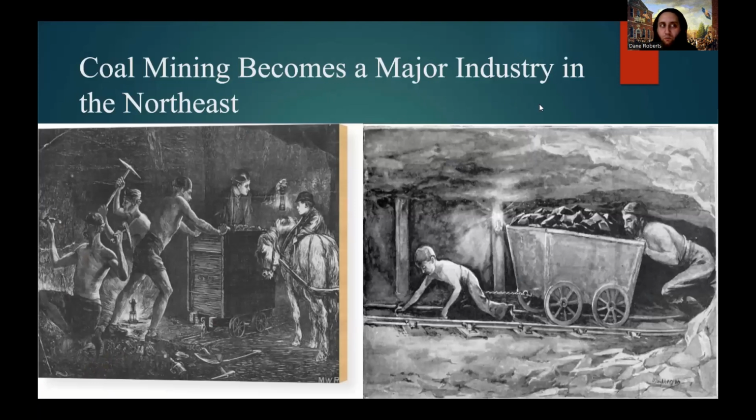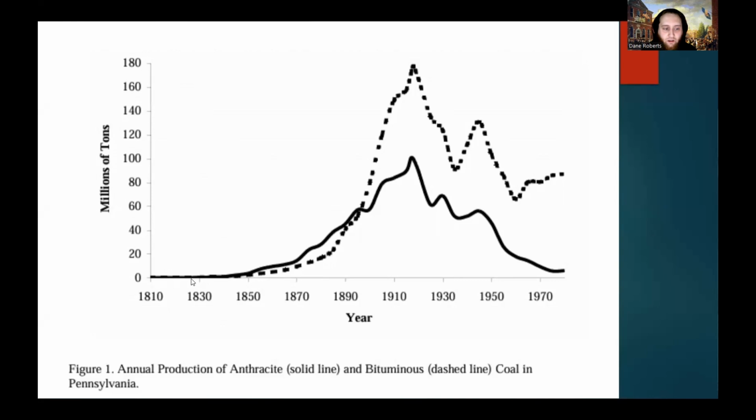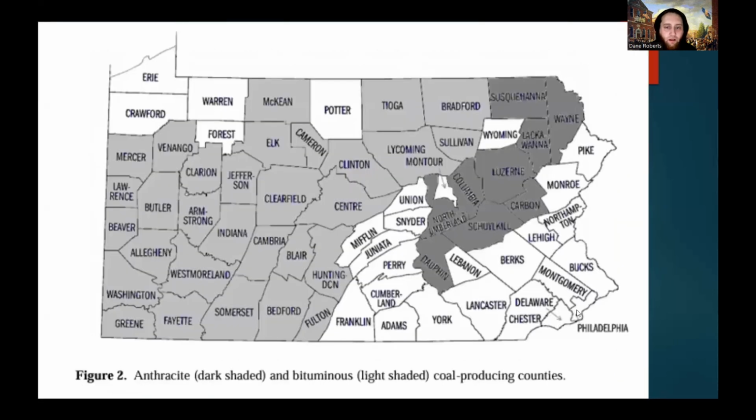Another major key factor of industrialization during the Jacksonian era was when coal mining became a major industry in the Northeast, specifically, well, not specifically, but especially in states like Pennsylvania. And you can see that here, the slow, gradual increase of coal mining in Pennsylvania from the 1830s into the 1900s and today. And here are all the various coal producing counties of Pennsylvania, with the light shaded ones being the bituminous coal producing counties, and the dark ones being the anthracite coal producing counties.